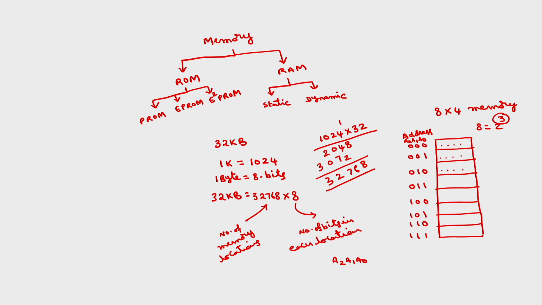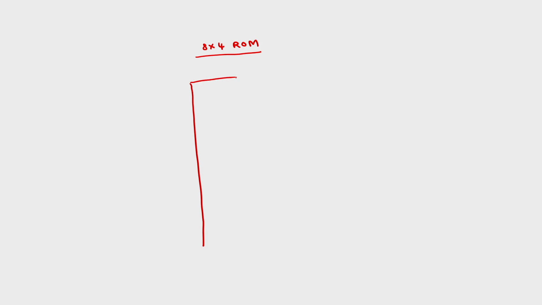This operation will be performed by using a digital circuit called a decoder. So, basically the first block of any memory is a decoder. If I want an 8 by 4 memory, then we require a 3 by 8 decoder. If I take the structure of this 8 by 4 memory, say a read only memory directly, the first block will be a 3 to 8 decoder.